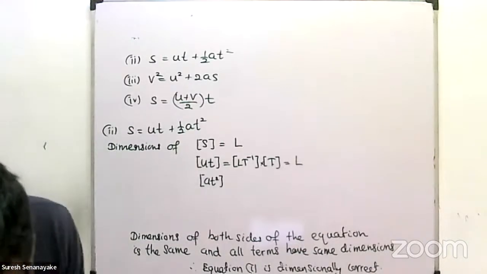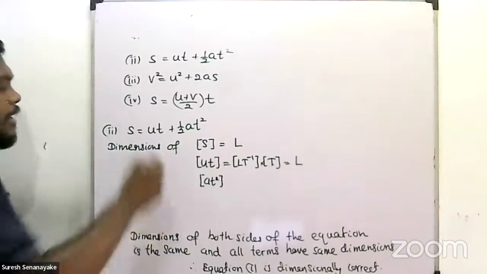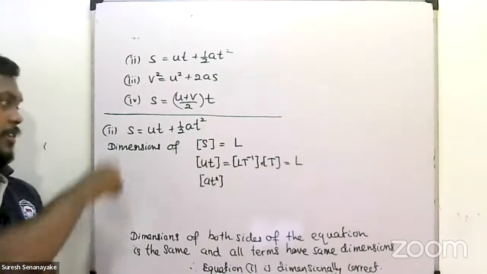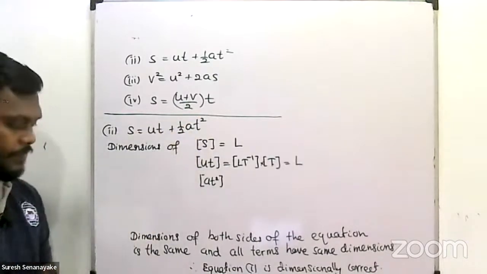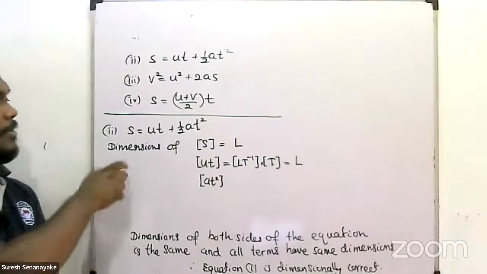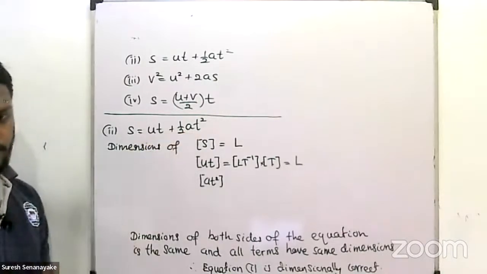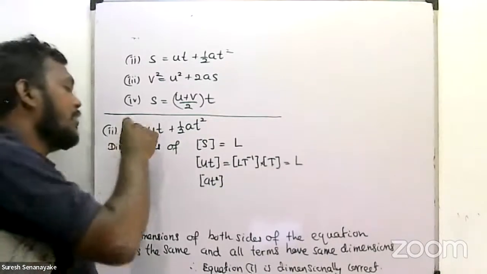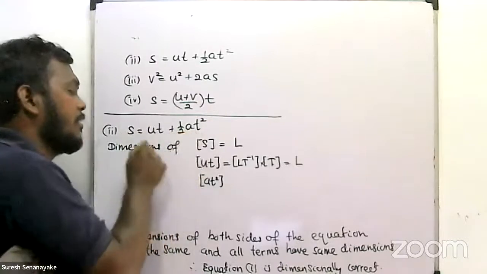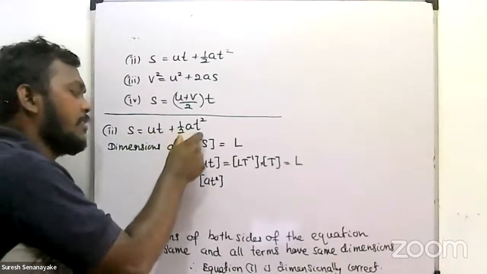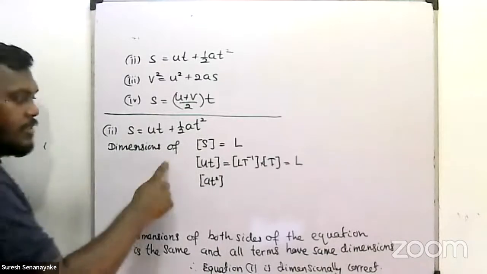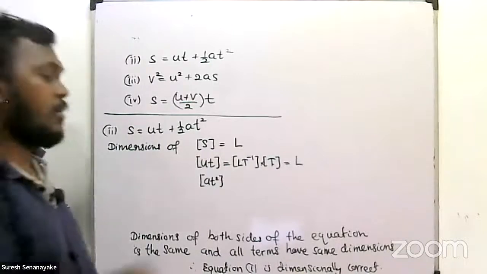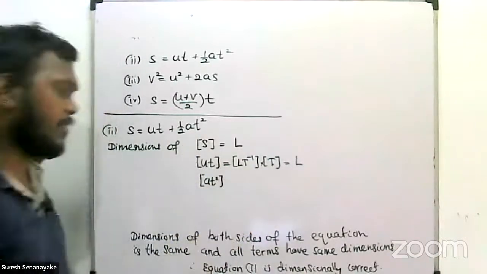Before the equation, I'm telling you that we need to consider the dimensions one by one. Now we consider the dimension of this. We are going to check whether these dimensions are correct or not. So you need to consider dimensions of all the terms there: the ut term and the half at square term. I'm considering dimensions of these terms separately, because if all terms have the same dimension, only then that equation is correct.